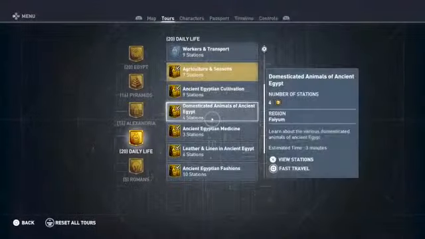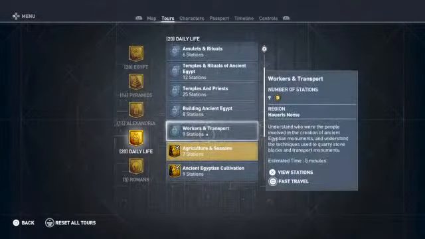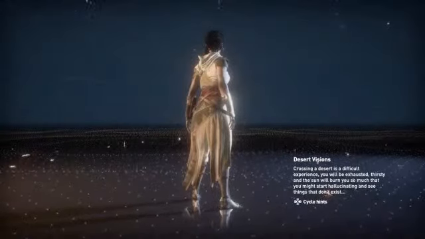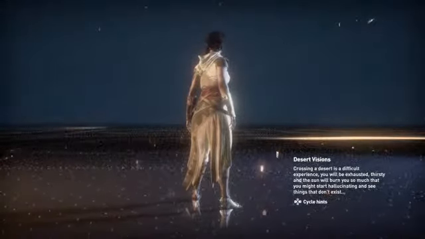And then we're going to go on to the Workers and Transport section, which has 9 stations and is still part of the daily life.